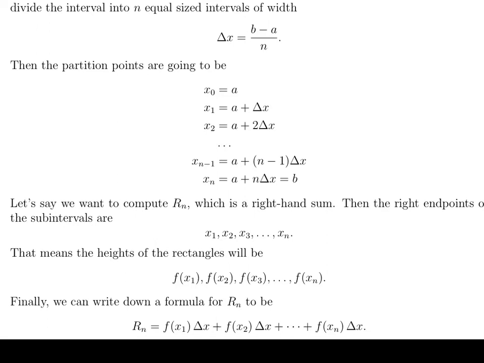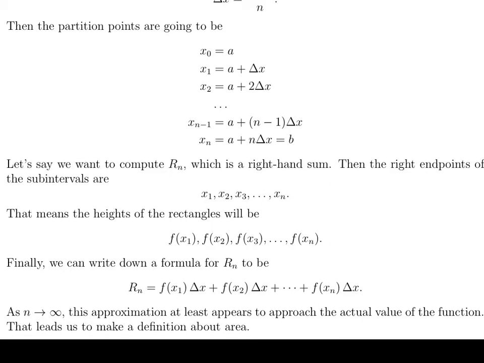All right, so now we can put together R sub n. R sub n is going to be the areas of all these rectangles. Now these are the heights, and the widths are all delta x. So here's our expression for what R sub n is. This is the sum of the areas of the rectangles. And if we take a limit as n goes to infinity, at least this is going to appear to approach the actual value of the area. That's at least the idea of what we're dealing with.